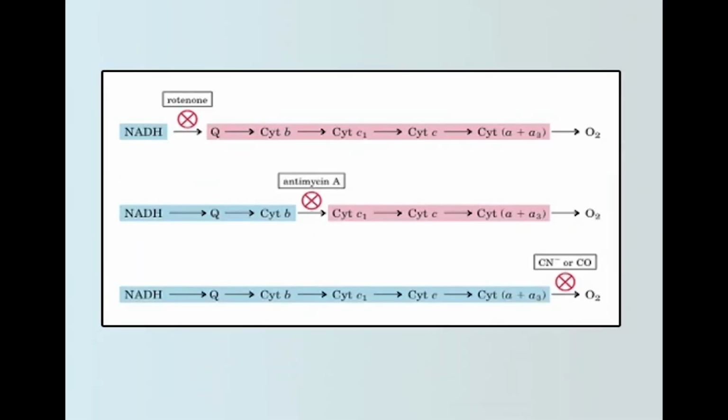So, if you look at this figure, you will see that rotenone is blocking complex 1, NADH is not reduced. Antimycin is blocking at the site between cytochrome B and cytochrome C3 in complex 3. Cyanide and carbon monoxide are completely blocking complex 4 and water formation by transfer of electrons to oxygen.